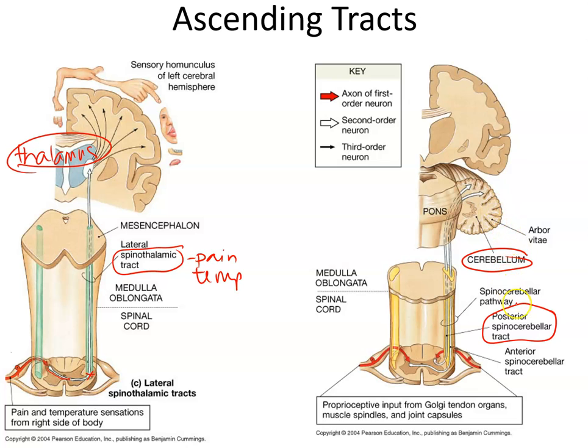Keep in mind the name of the tract has the portion of the brain as part of the word as to where we're going with this information. So, ascending tracts, just a reminder, are always sensory. They're carrying information to the central nervous system, specifically to the brain.